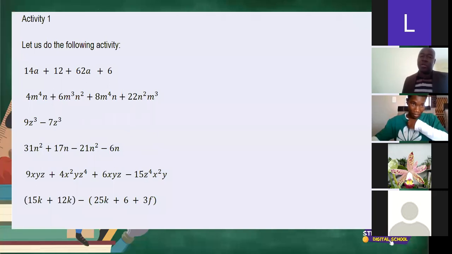Yes, go ahead, Togozo. It's 4m to the power 4n. Yes, that's the first one. And which other expression looks like that? 8m to the power 4n, exactly. You are correct, Togozo. So those two are the like terms. Now we have grouped the first pair of like terms. Is there any other pair?